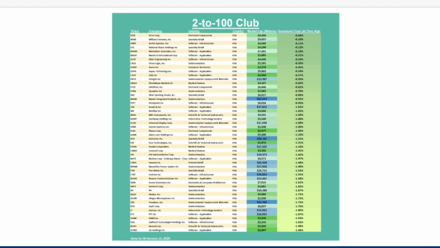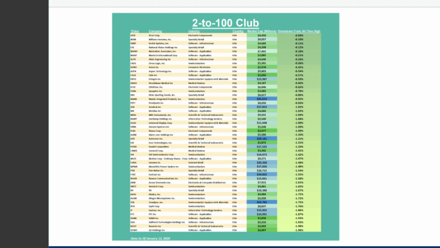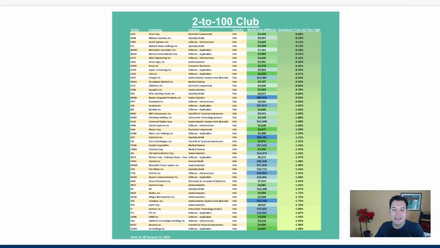Internally, this is our favorite report. I don't know if we're allowed to say that. I don't think you're supposed to have a favorite child. You're supposed to love them equally. But we really can't help ourselves. Truth is, internally, the 2 to 100 club is just a sexy list. We say that this is the sexiest list of stocks that's ever been created. There has never been a sexier list.